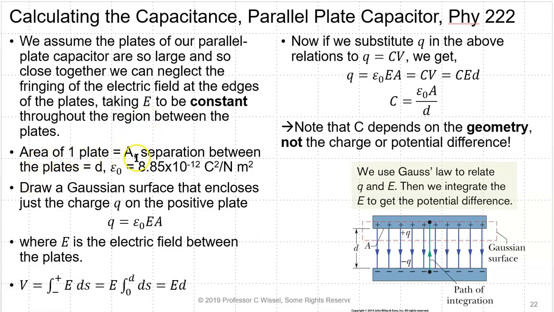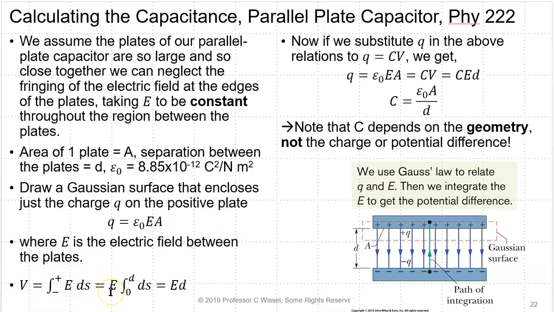The area of one plate equals A, the separation between the plates equals d. Epsilon naught is 8.85 times 10 to the minus 12 coulomb squared per newton meter squared. We're going to draw the Gaussian surface such that it encloses just the charge on the positive plate. Then the charge Q equals epsilon naught E times A. We use the electric field between the plates, and A is the area of the plates. V is then the integral from minus to plus of E ds.